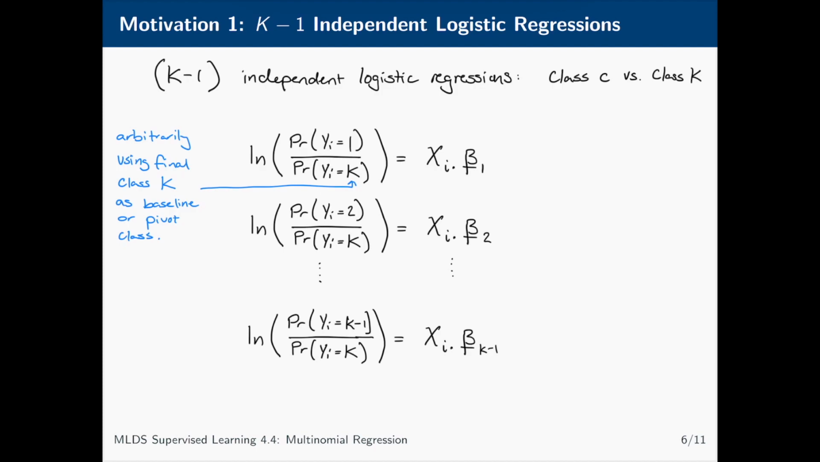Notice that we've got k-1 vectors of model coefficients, and each of these is going to be of length p plus 1. The exponent of the jth element of the vector beta c is going to give us the factor by which a unit change in the covariate j alters the odds of a category c outcome relative to a category K outcome.